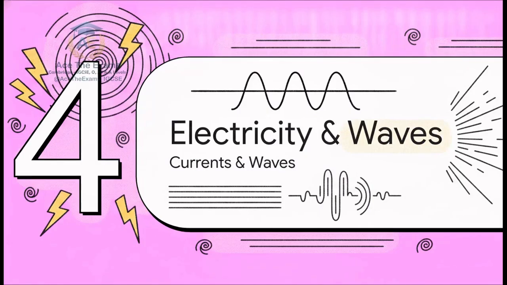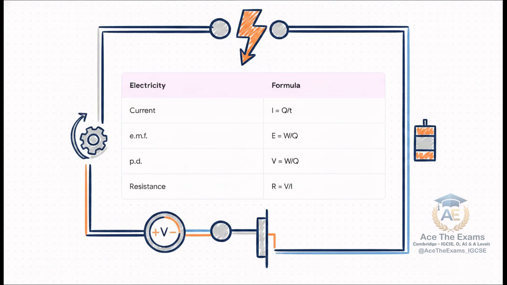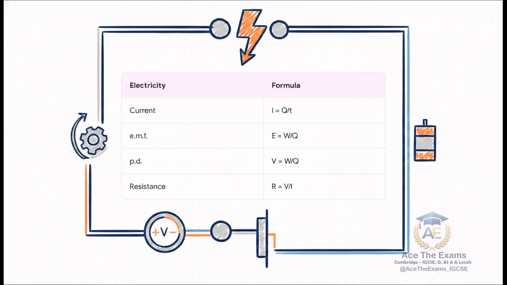Section 4. Electricity and waves. Let's explore the highly structured, almost invisible worlds of electrical currents and wave behavior. In this domain, you're going to see how these foundational electrical equations all build logically upon one another. Everything, and I mean everything, revolves around three main things: charge, represented by Q, work done, represented by W, and the flow of that charge, which is current, represented by I.